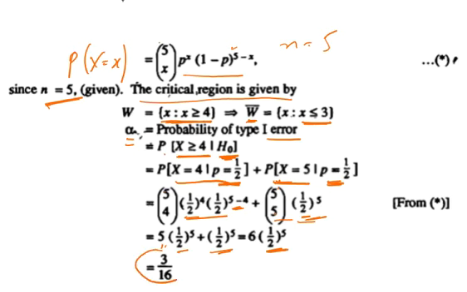So ultimately 3 by 16. That is the probability of type 1 error, which is alpha, equal to 3 by 16.